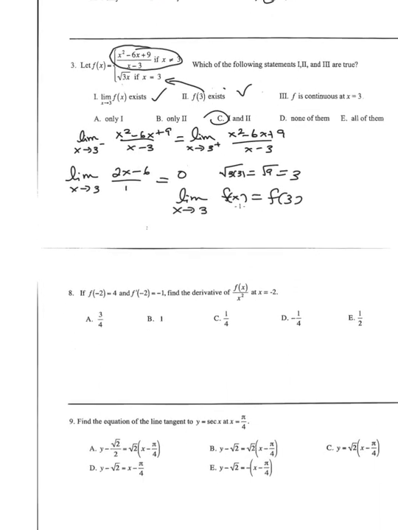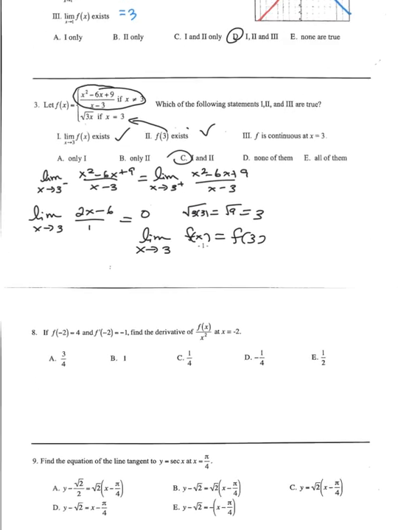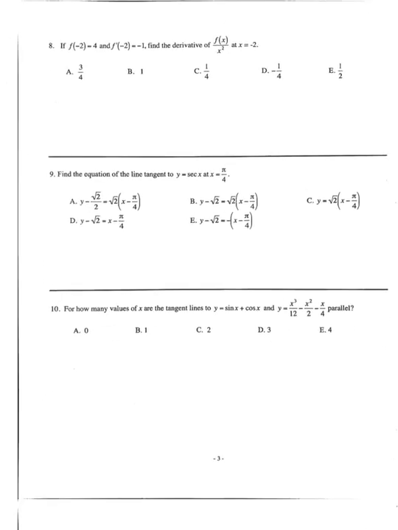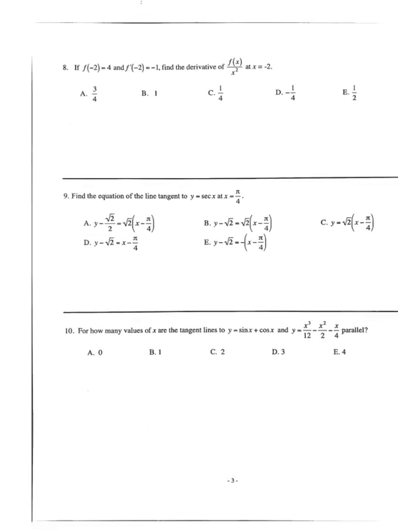Okay, let me scroll down. So number 8, what seems weird about that? 1, 2, 3. Huh. Somehow it just jumps to 8. Okay. So for number 8, we have f of negative 2 equaling 4, and then we have the derivative at negative 2 equaling negative 1. And then they ask us to find the derivative of this function they gave us at x equals negative 2, right?